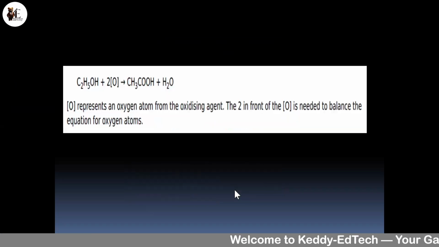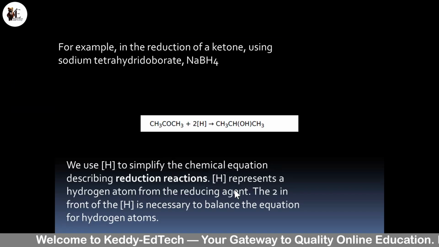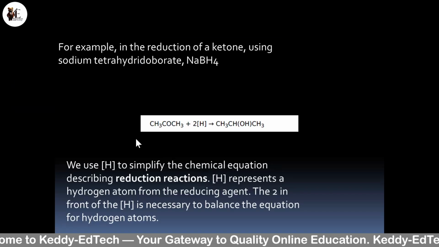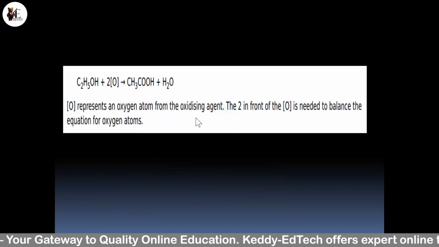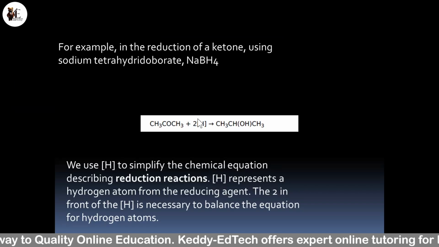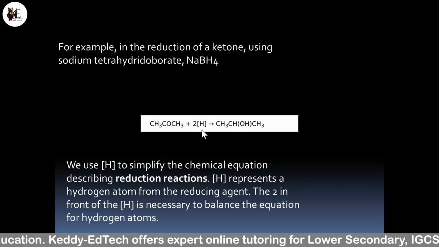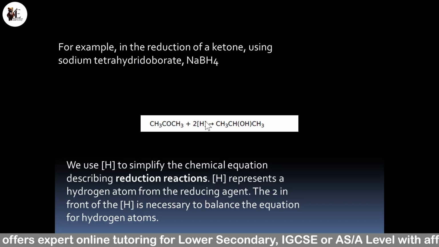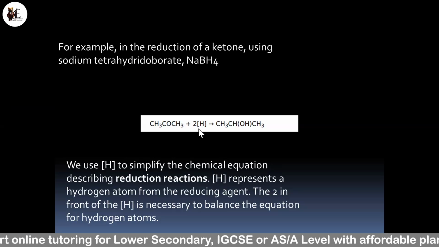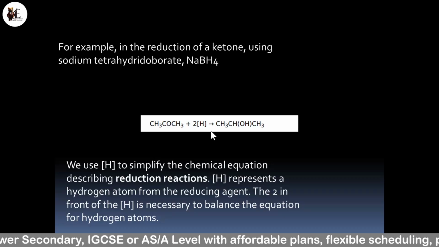So we have one more reaction that is left, and that is your reduction reaction. In the oxidation reaction, we used this O to represent an oxygen atom from the oxidizing agent. But in the reduction reaction, we use this H in the square brackets. So it describes your reduction reaction. It means it is a hydrogen atom from any reducing agent. We have written 2 here in front of this to balance the equation for hydrogen atoms.